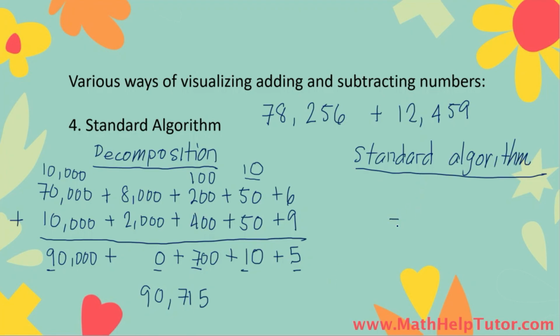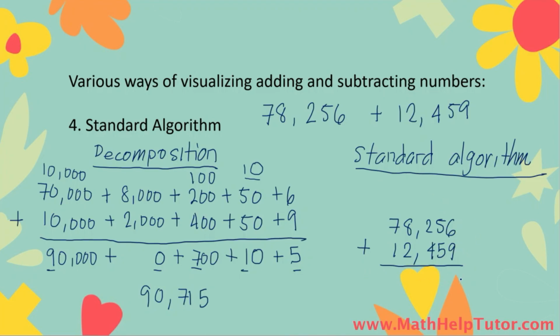So we have 78,256 plus 12,459. Let's put an underline here to separate the numbers from the answer. So in doing the standard algorithm, we just add the individual digits beginning from the ones place moving to the left. So what's 9 plus 6?